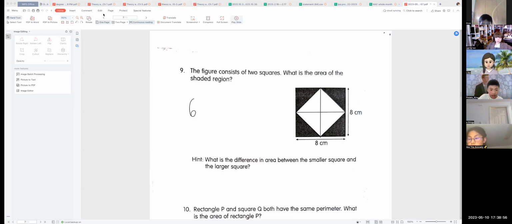So for this question, very easy. 8 times 8 divided by 2 equals 32 square centimeters. Done. Why do we have to divide by 2? Because they ask you the shaded area. What is shaded? It's the black part. They ask you for the black part.